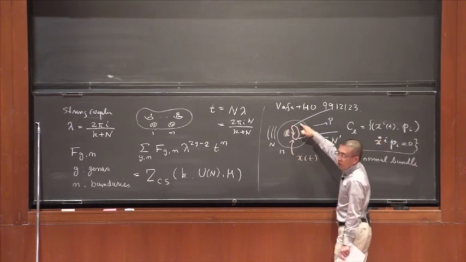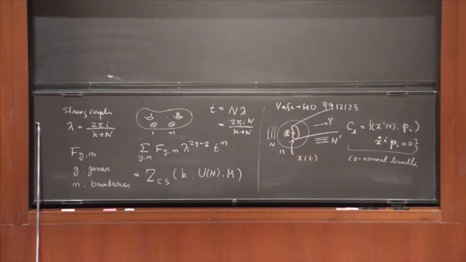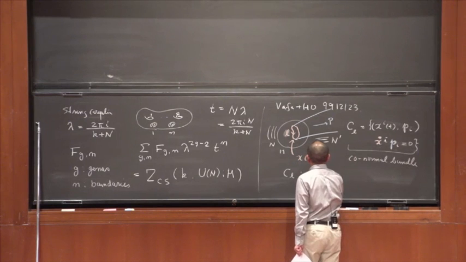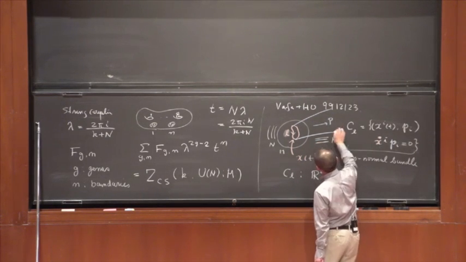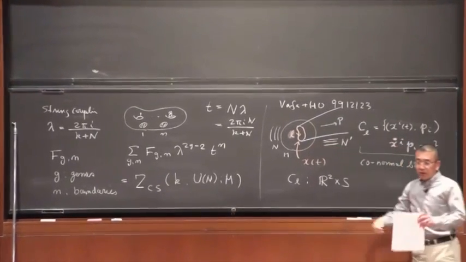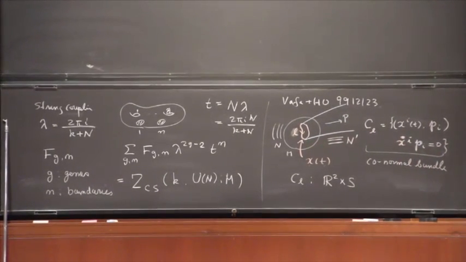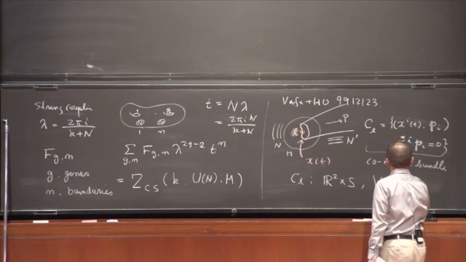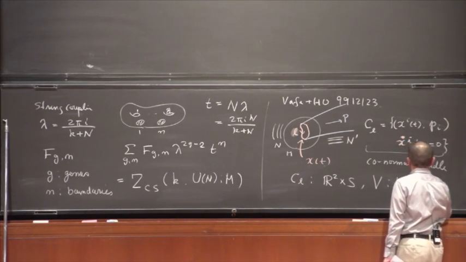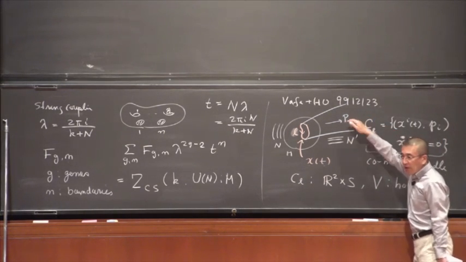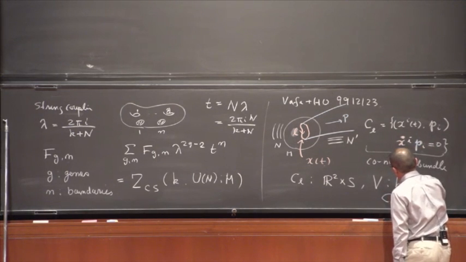For each loop on this submanifold, you can define a conormal bundle on it. And C_L has the topology of R^2 times S^1, because it's extended in two dimensions and there is a circular direction to it. So in particular, there is a holonomy associated to it. If you have N prime D-branes on it, you can consider the holonomy around this S^1. So this is an element of U(N prime).